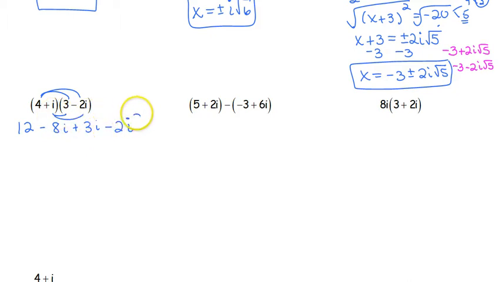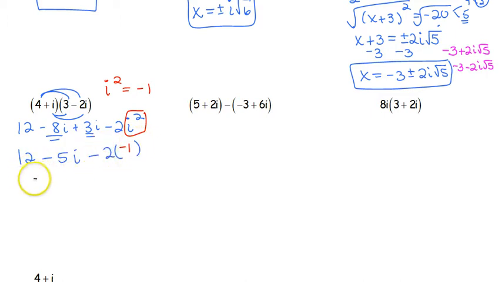minus 2i squared, which brings us to another new thing that we learned. i squared is equal to a negative 1. So when I see that i squared there, I'm going to take it out and plug in a negative 1. So this is really 12 minus 5i minus 2 times a negative 1. And 2 times negative 1 is a positive 2. So we've got 14 minus 5i.